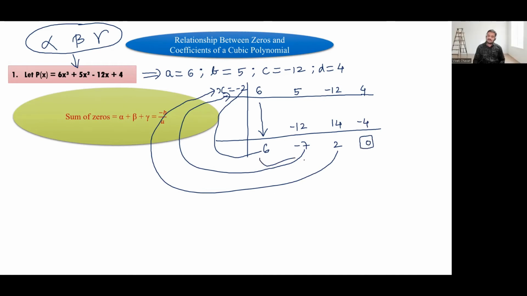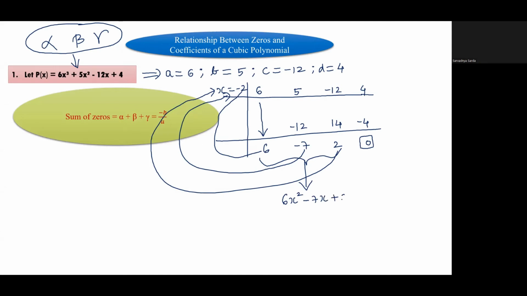So these values are what? Coefficients of the quadratic polynomial. So from here, what quadratic polynomial can we generate? It is 6x square minus 7x plus 2. Now we know how to get the zeros of this quadratic polynomial.